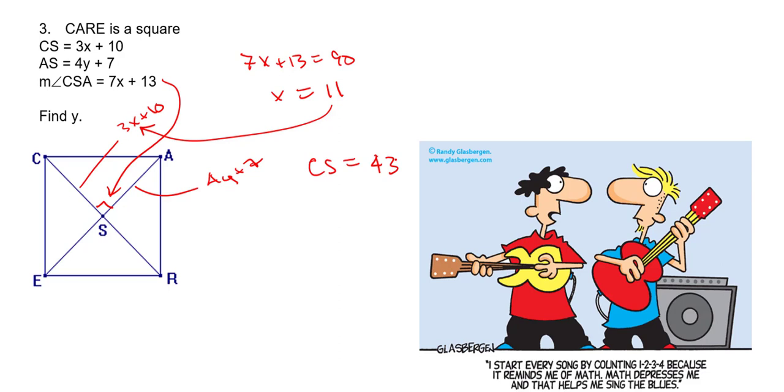And now to find y, I know that in a square, one of the properties is that the diagonals are congruent and they bisect each other.